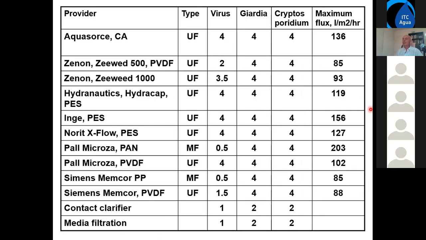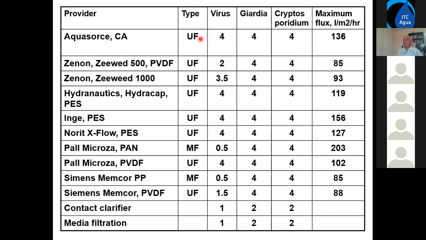Those are the approvals for virus, Giardia, and Cryptosporidium log removal. Log removal means, let's say, if there is a 10 to the 4 per centimeter concentration of Cryptosporidium, the filtrate will have less than one. This would be four log removal. Even though the membrane can remove more than four log, the approval is only four log, the maximum.